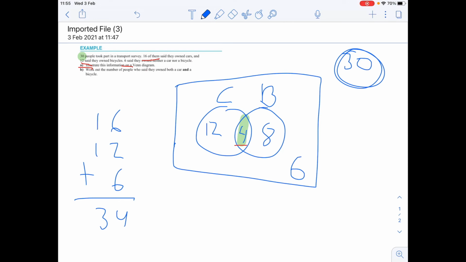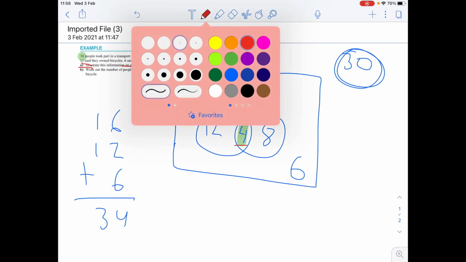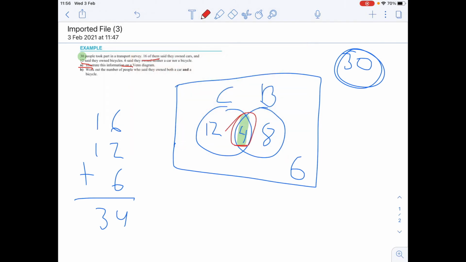And if you look at the numbers in the Venn diagram, they add up to 30. 6 plus 4 is 10, 12 and 8 is 20, 20 and 10 is 30. So I make sure I haven't double counted anything. If they tell me that there are 30 people in the survey, I can't have more than 30 people in the Venn diagram. It is really important that you pay attention to what I've done and how I figure out that the number in the intersection was 4.